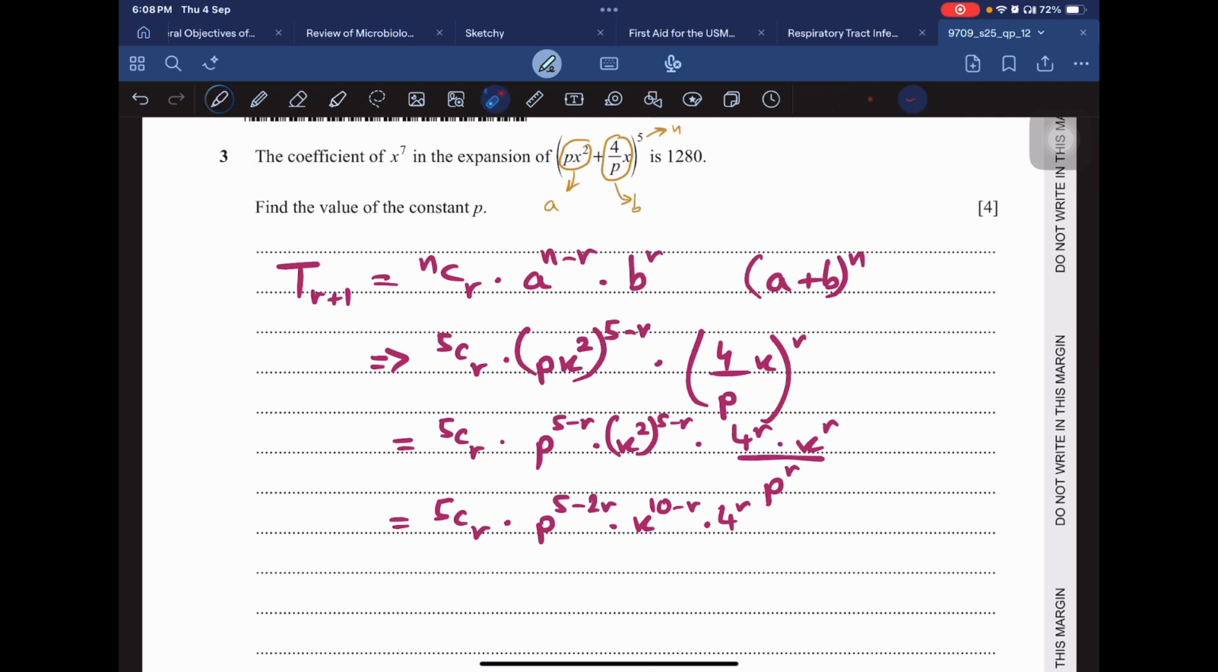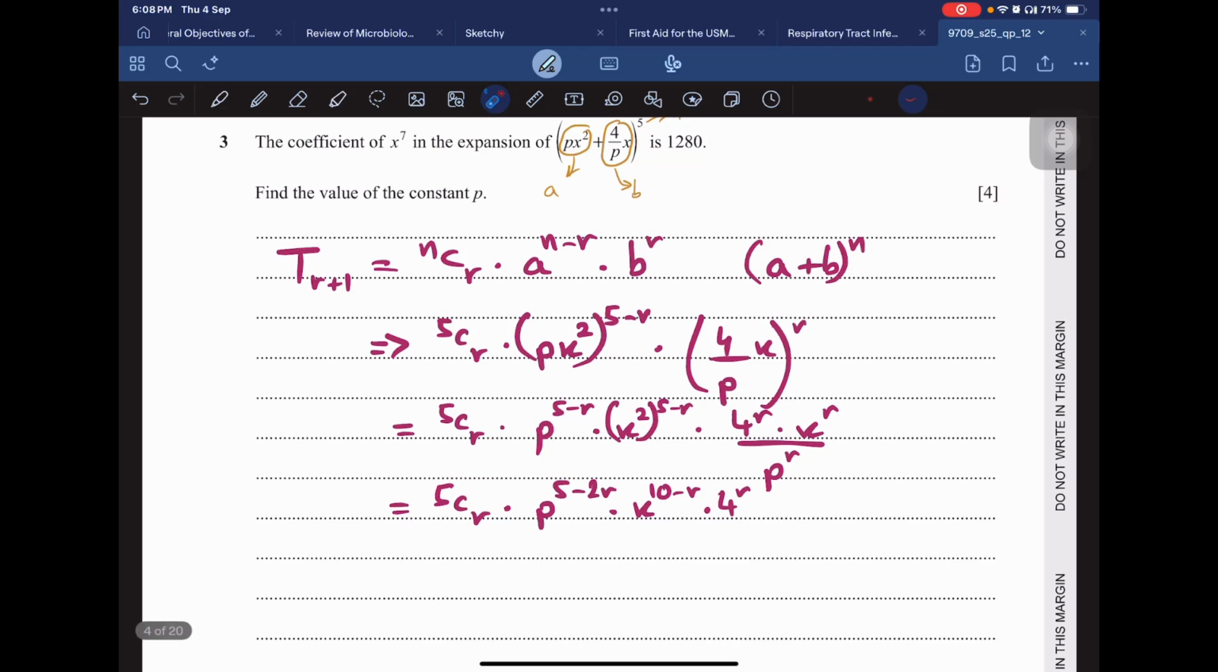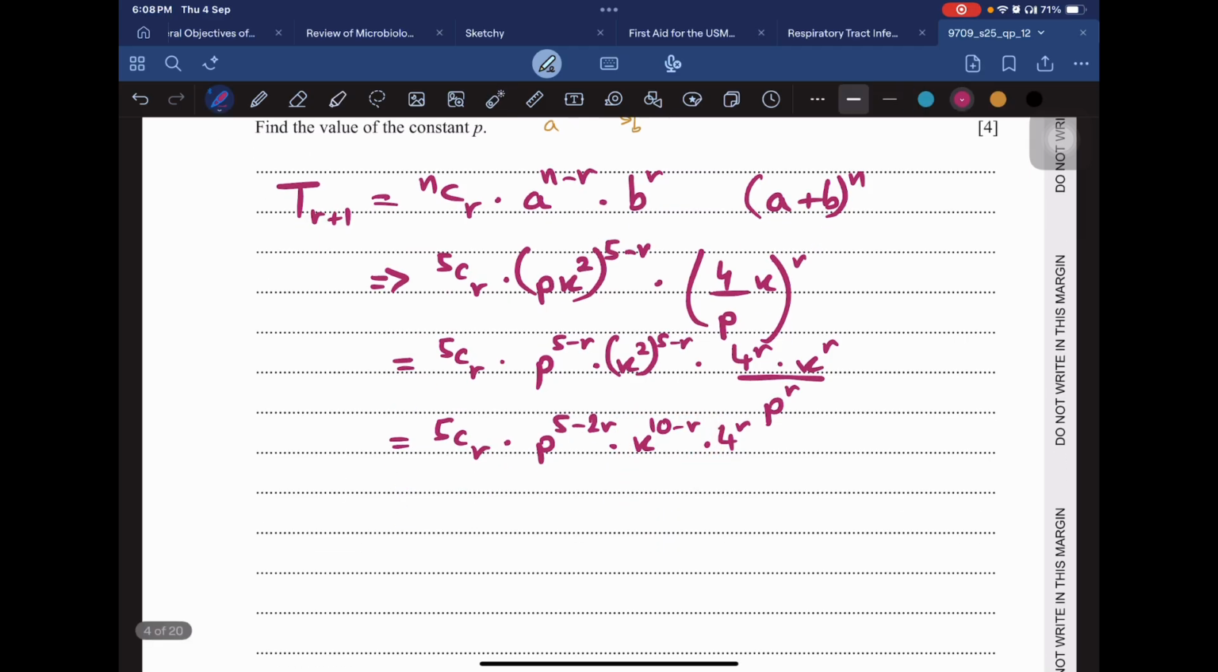Now, in the question, they've said that the coefficient of x power 7 is given. So we need to find the value of r at which the power of x will be 7. So in our binomial theorem, we have that the power of x is 10 minus r. What we need is x power 7. So I'll equate that with x power 10 minus r. If I do that, because the bases are the same, I can equate the powers. From this, I get that r is 3. So I'm looking for the term where r is 3.